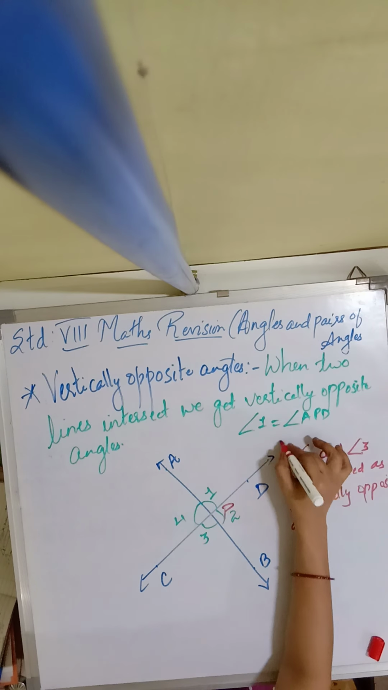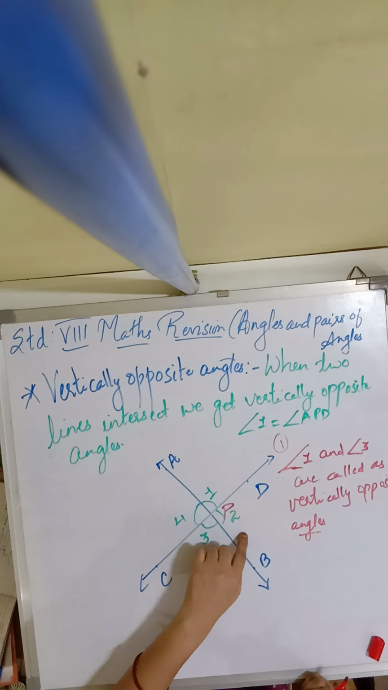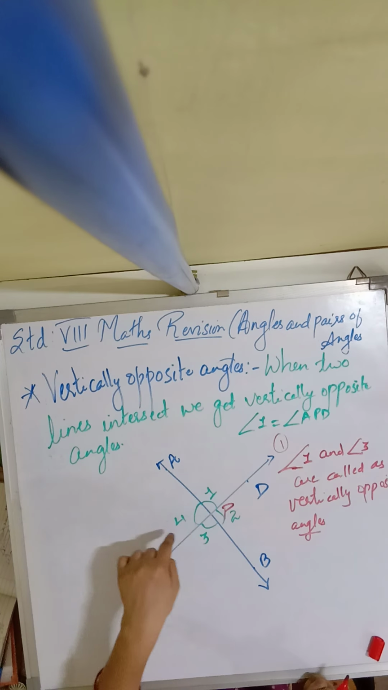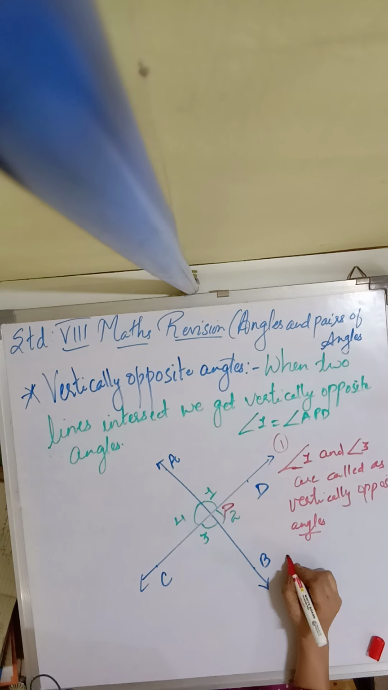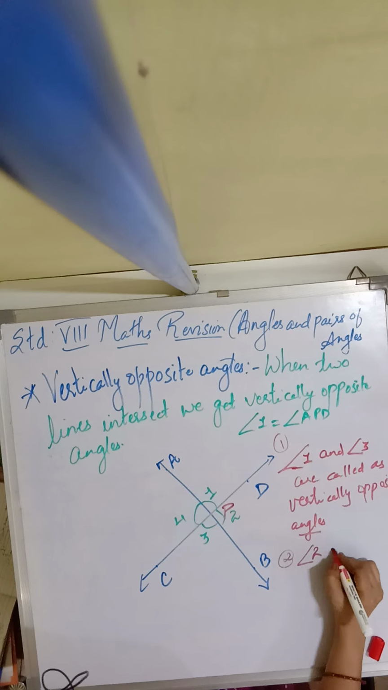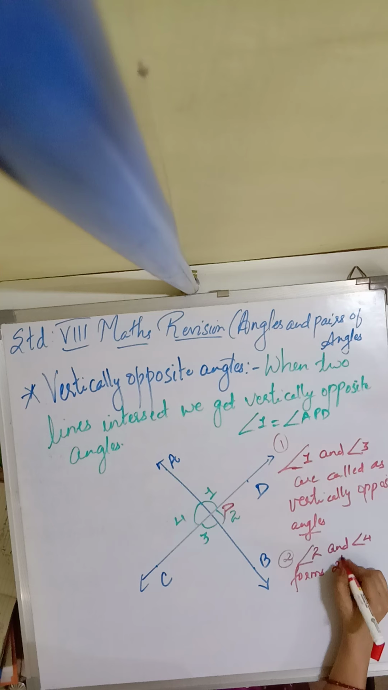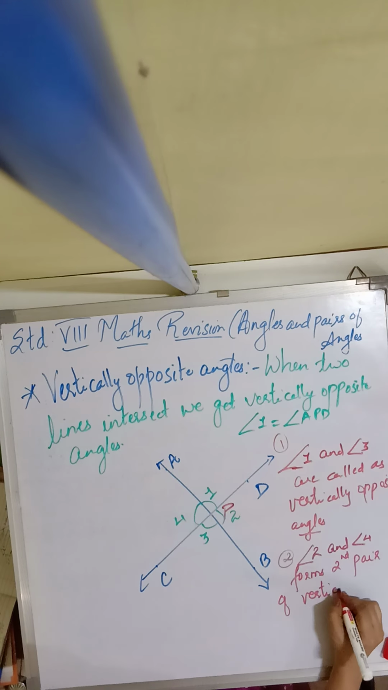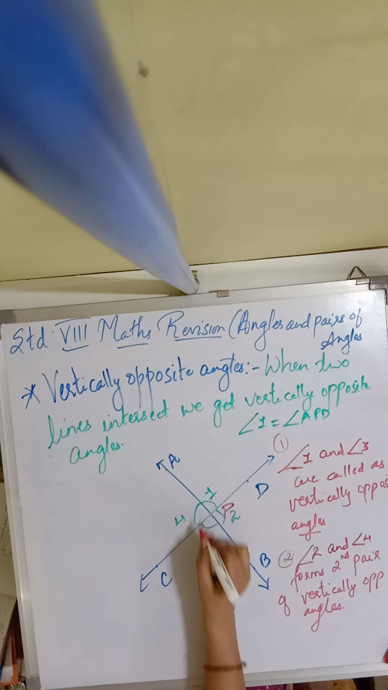Now you can see children, same way angle 2 and angle 4 are opposite to each other, yes or no, they are on the opposite side to each other, that is angle 2 and angle 4. So both these angles are also called, the second pair of my angle 2 and angle 4 forms the second pair of vertically opposite angles.